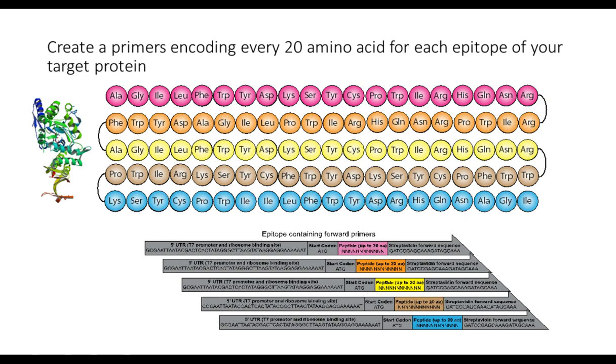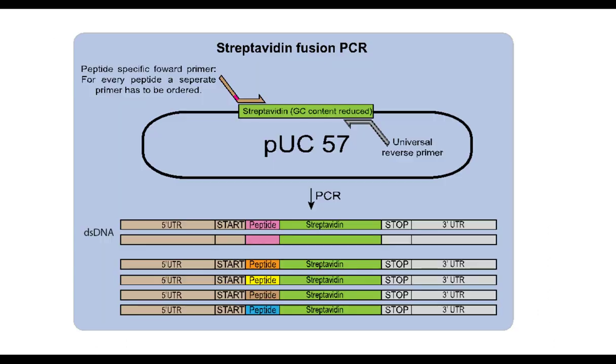So what you do is you start off with the strep-David infusion technology. So this was the sequence of the protein. And what you do now is you take 20 amino acids and you synthesize another primer. And you take the next 20, another primer, and so on and so forth. And in this way, you're covering the complete protein. So you have primers for every region of the protein.